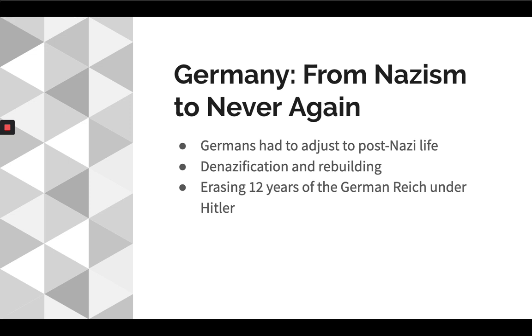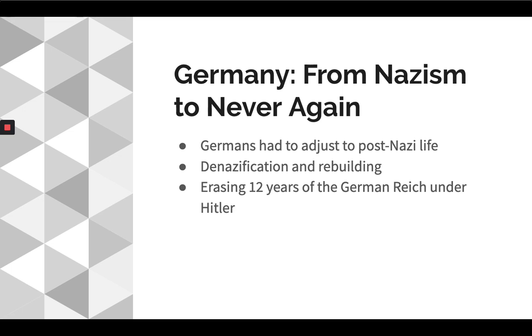And so, they had to basically go through the process of denazification, erasing 12 years of the German Reich under Hitler, getting rid of the Nazi insignia, the swastikas, taking down flags, all of those emblems and things that had been put on buildings that for the time were permanent. They had to be taken off or erased somehow. And so that would in turn take some rebuilding as well to get rid of all of that.